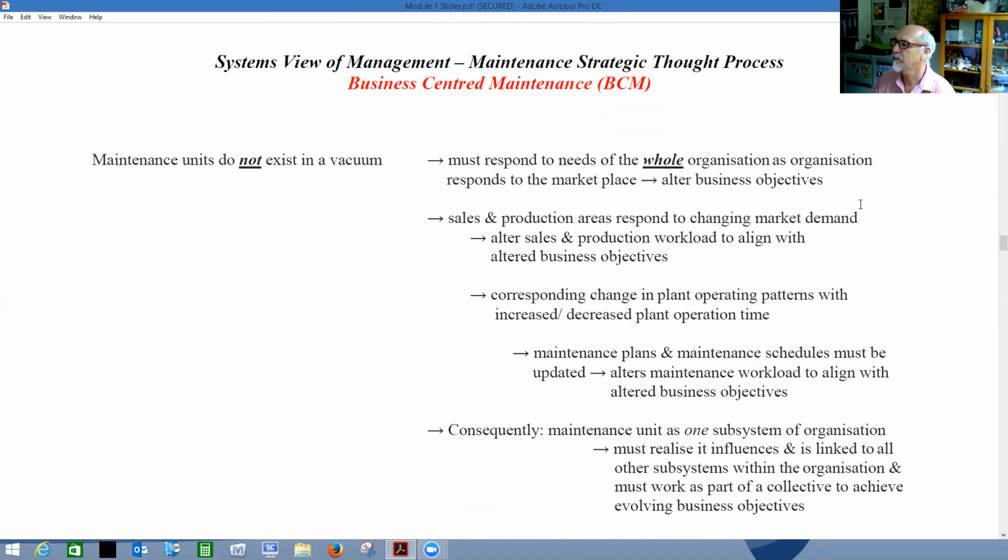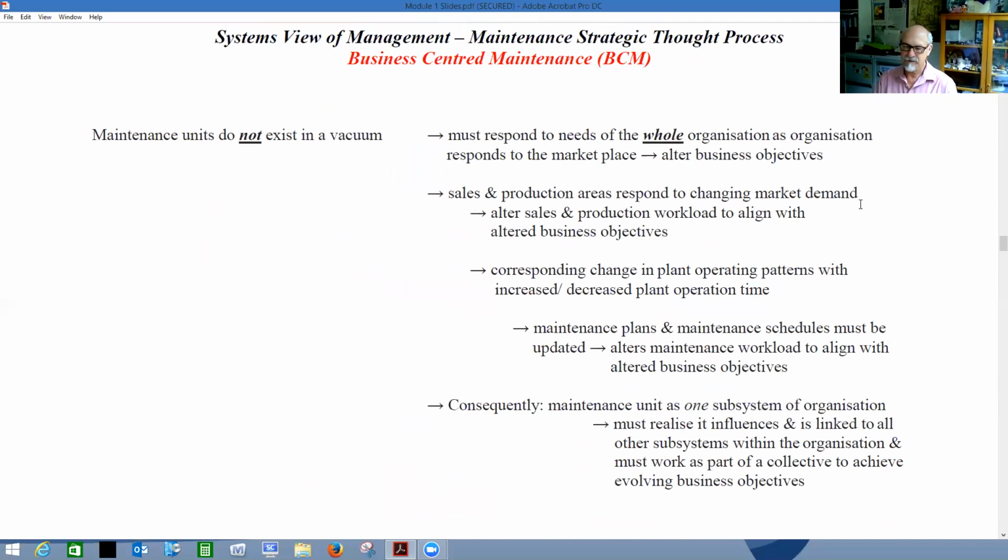Just feeling a little bit more now. Since maintenance units don't operate within a vacuum, you must respond to the needs of the whole organisation as the organisation responds to the marketplace.